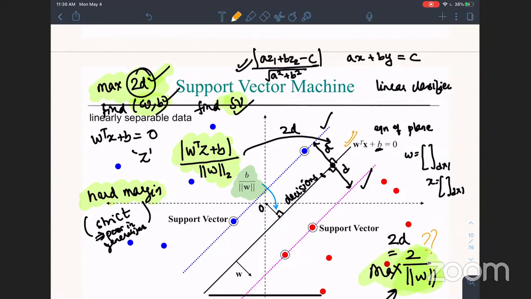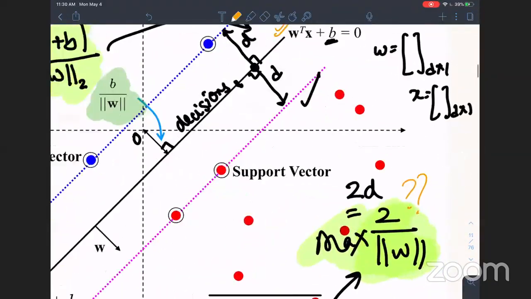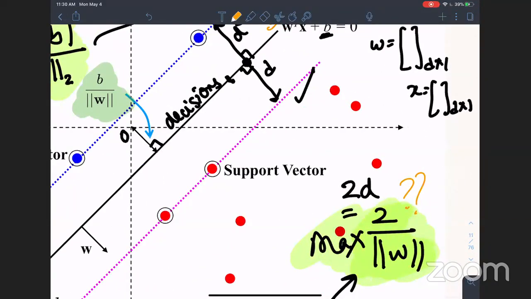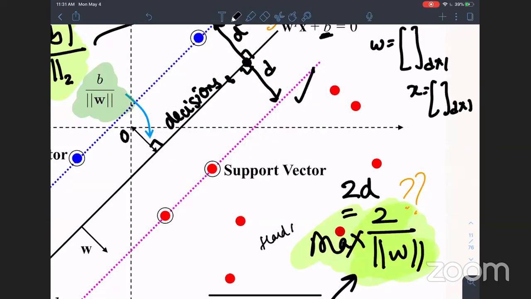So that's the whole idea, right? You have to find a way. That is a really good question, and you would probably want to avoid that. Why? Because this one, maximizing 2 by W, is not taking into account any points which are within the margin. Just hold on to that thought. This is called a hard margin classifier.